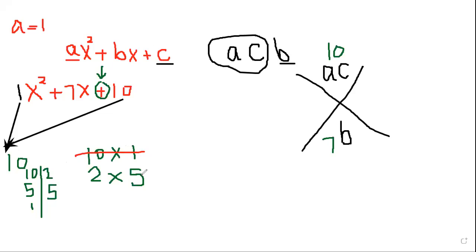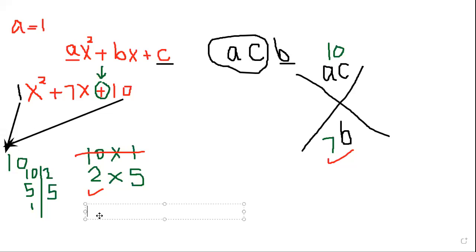2 plus 5 equals how many? 7. Equals 7. So this one, look at the middle term here, right? So this is what we are looking for. So how are we going to write the answer now? The answer will be x squared.